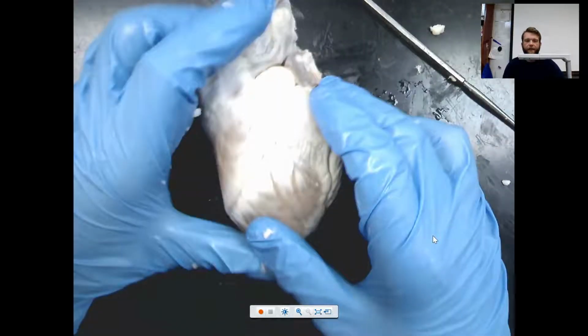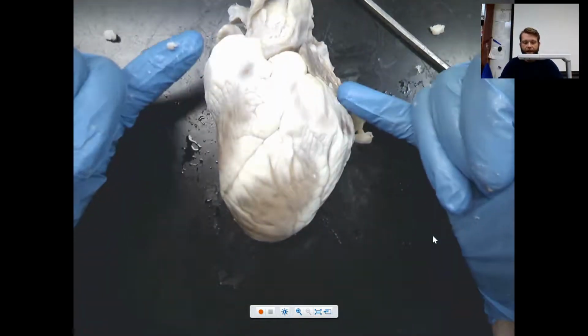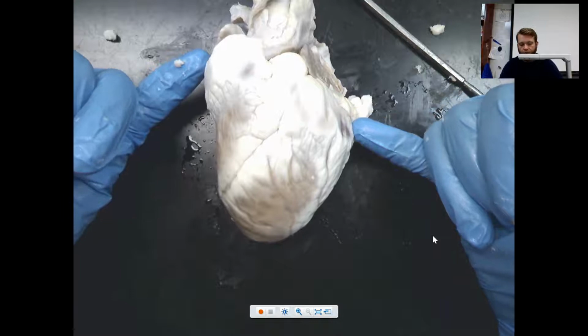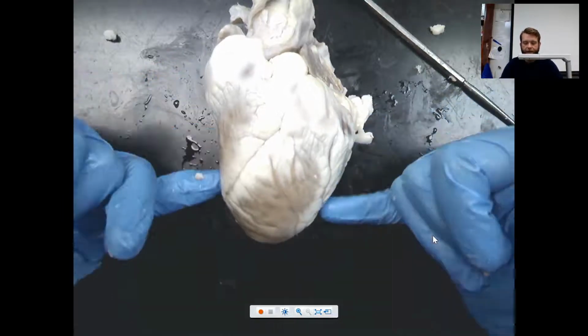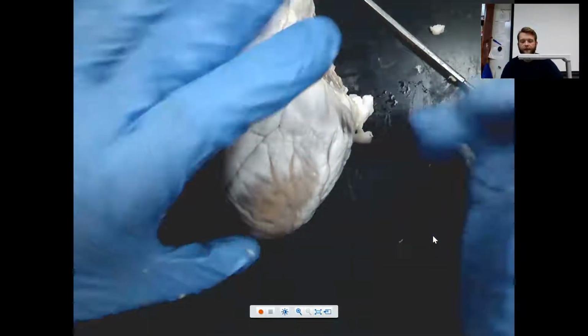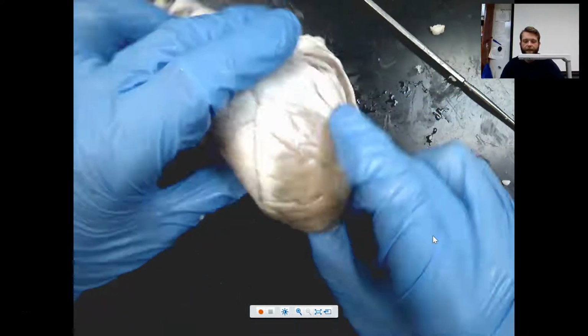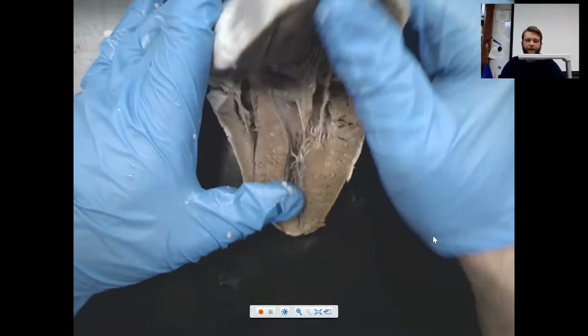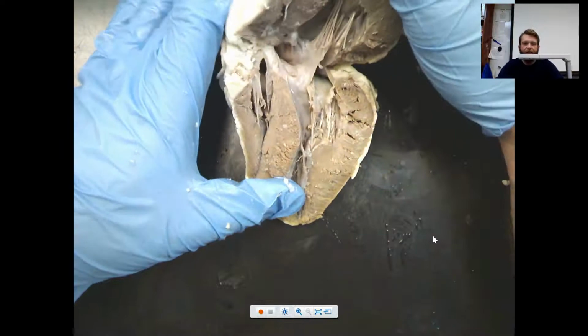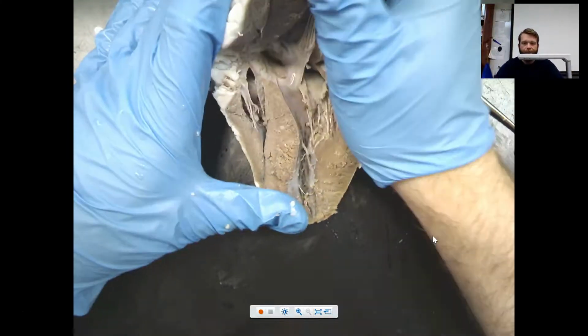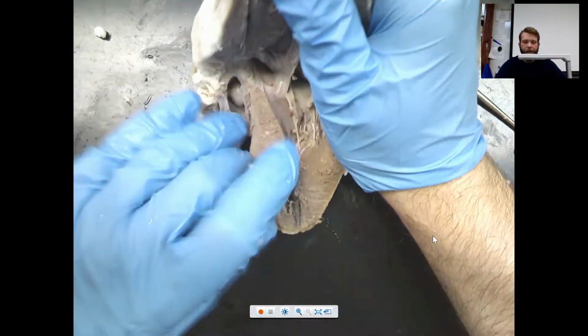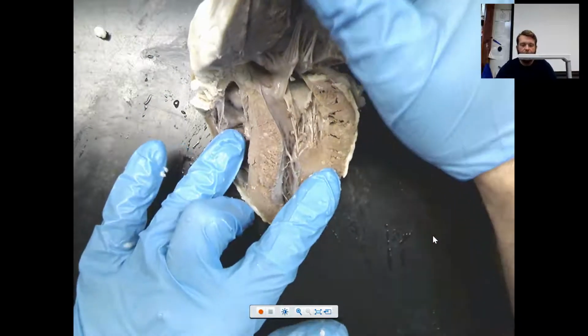What I did here is I took a scalpel and cut on either side below the auricles on the right and left side and made a cut through the apex. So what you can do is then reflect the heart back. You can take this top part and lift it up to see the inside. So this is actually the inside of our heart, and what you can see here are the different chambers. Remember, we've got 4 chambers in our heart.